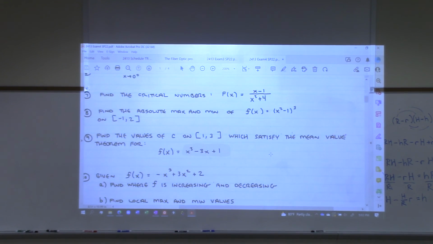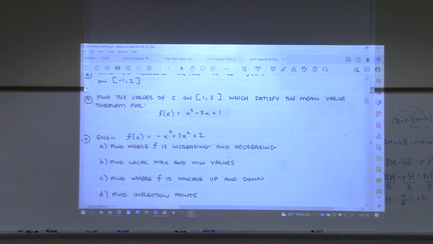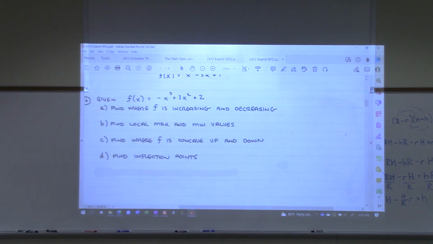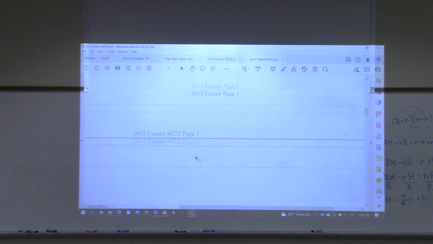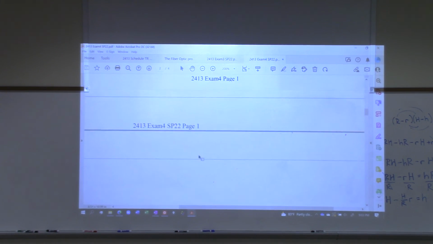And then I gave them a function. Where's it increasing, decreasing, local max, mins? I kept the function pretty nice here, right? It's polynomial. Inflection points. Okay, we haven't done that stuff yet.